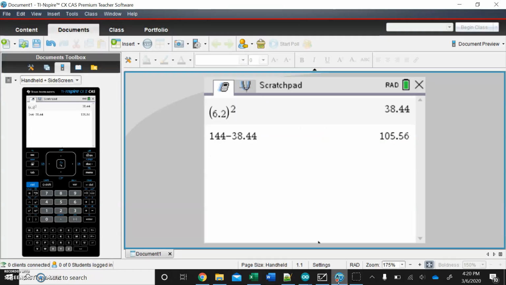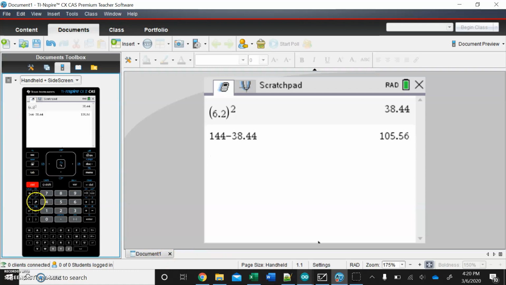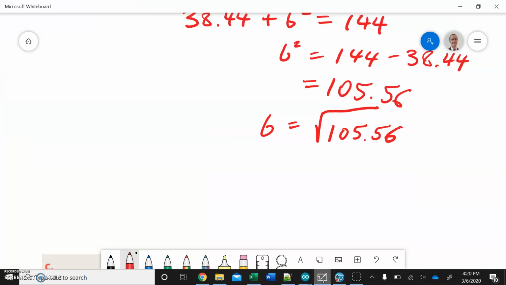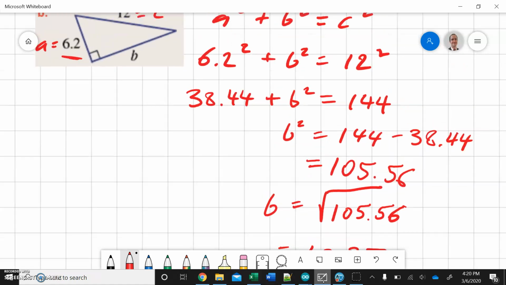Let's evaluate that. We can take the square root. Remember, the square root over here on the CAS is control, and then we want to press the button which has the x squared on it. So it's the square root of 105.56. Press enter, and we get 10.2742. I'm going to round that to 2 decimal places, which is going to be 10.27. And that's the value for B.